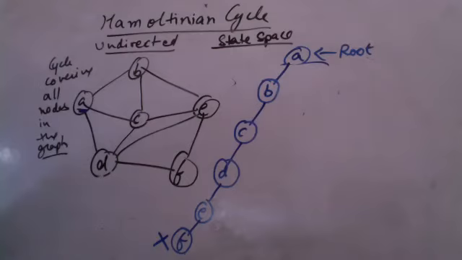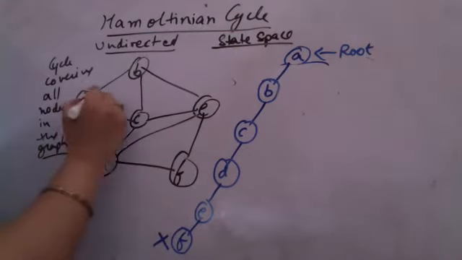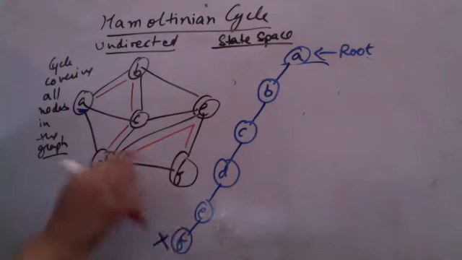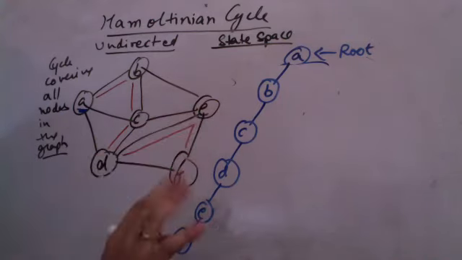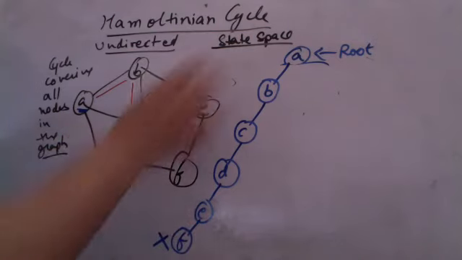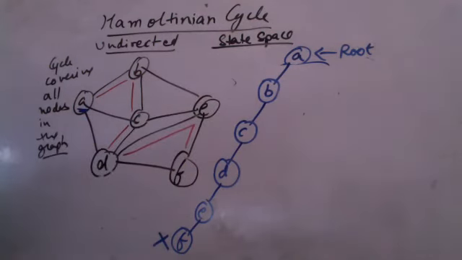Tell it again. I am again saying from A you are going to B, from B you are coming to C, from C you are going to D, and from D you are going to E, E to F. This is the path that you have chosen. After reaching F, there is no undiscovered node left, and there is no way that you can reach A. So you cannot form a Hamiltonian cycle from this path. You have reached a dead end. Is it becoming clear?